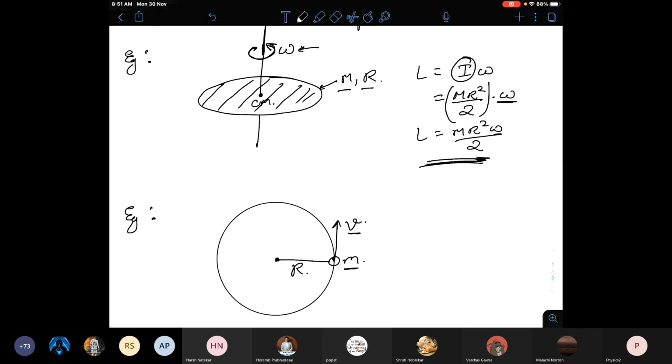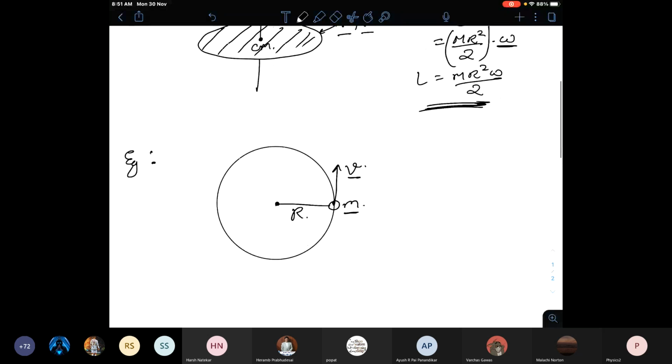Okay, these are all linear values. Angular values are what? Angular velocity, moment of inertia, all these things. So a better simplified formula for angular momentum can be calculated over here. That angular momentum I have written as I omega. Angular momentum is written as I omega.